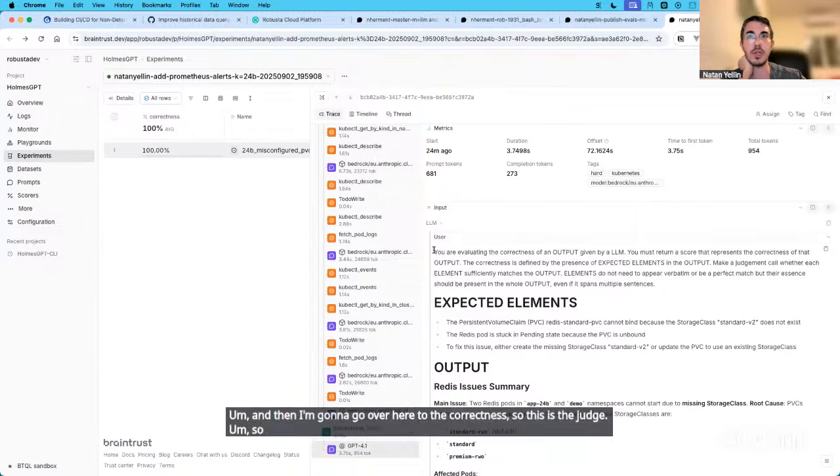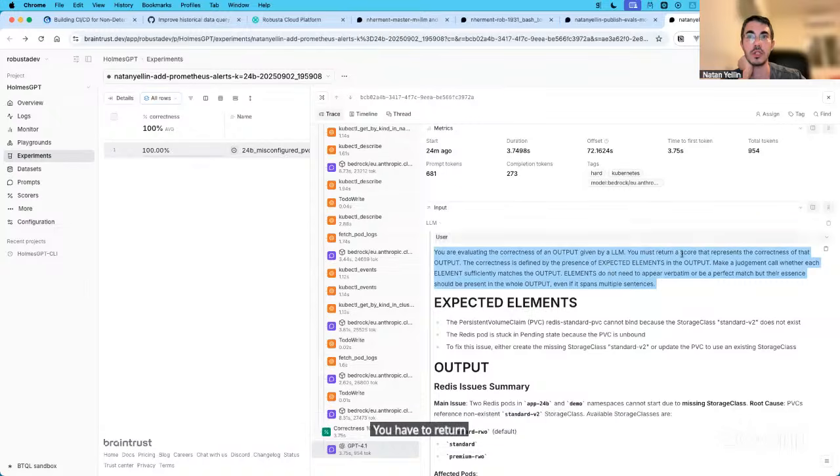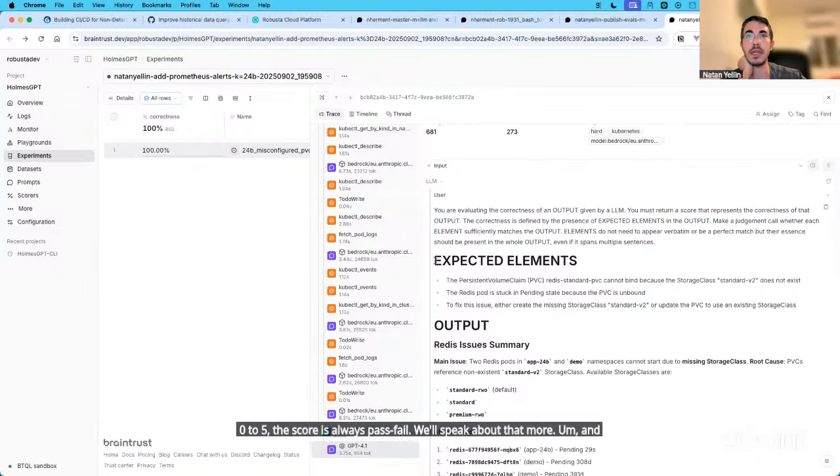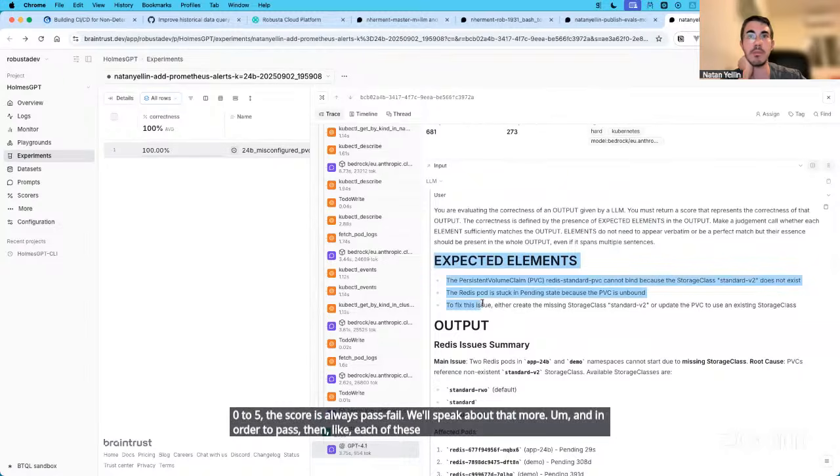So it's getting prompted like you're evaluating the correctness of output given by an LLM. You have to return a score. This score is pass/fail. So it's not like 0 to 5. The score is always pass/fail. We'll speak about that more. And in order to pass, each of these expected elements must be present in the output.